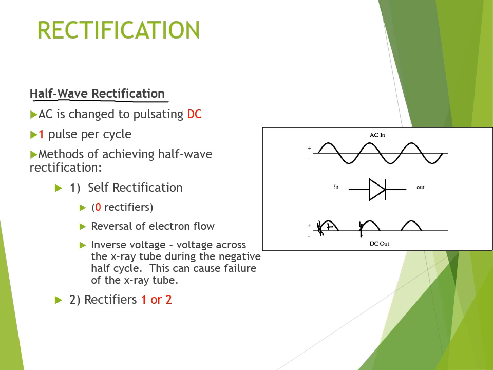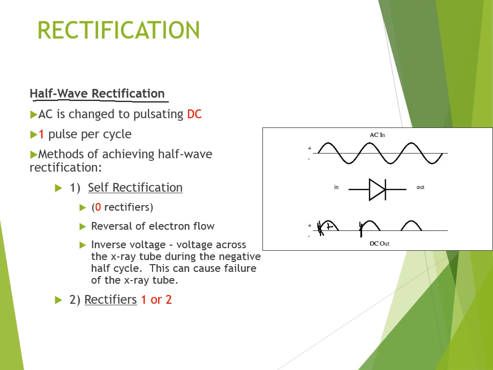And how we get there is we can do it with self-rectification, where we have no rectifiers. The problem is we have reversal of electron flow, where the electrons usually go from cathode to anode, but they're going to try to go backwards. And that's called inverse voltage. They're going to try to go backwards from the anode to the cathode, and that causes the tube failure. So we really would prefer not to have self-rectification.